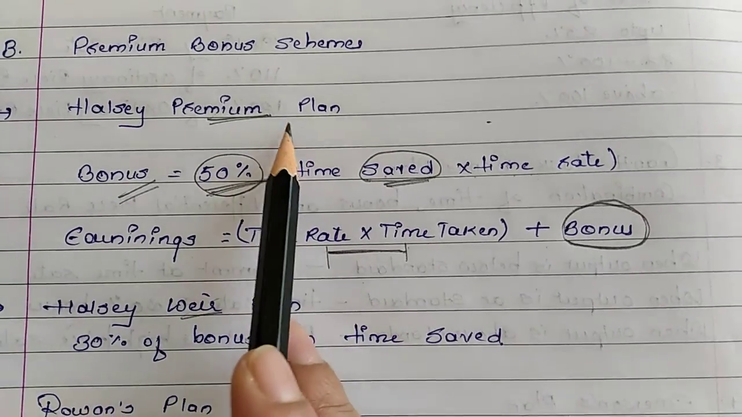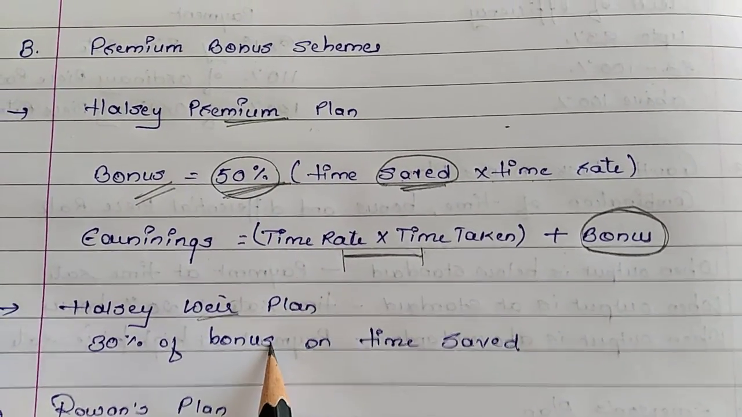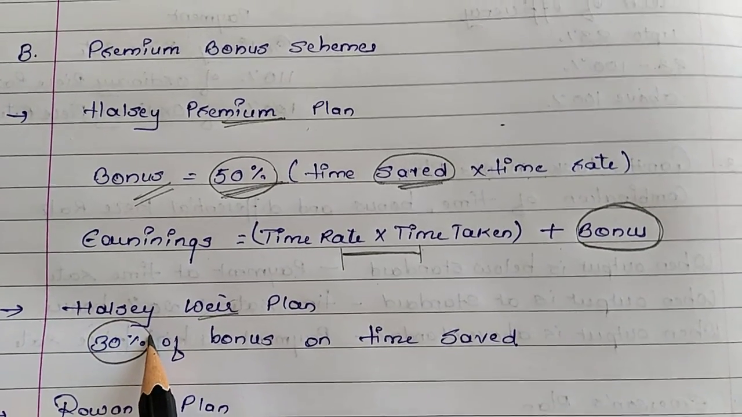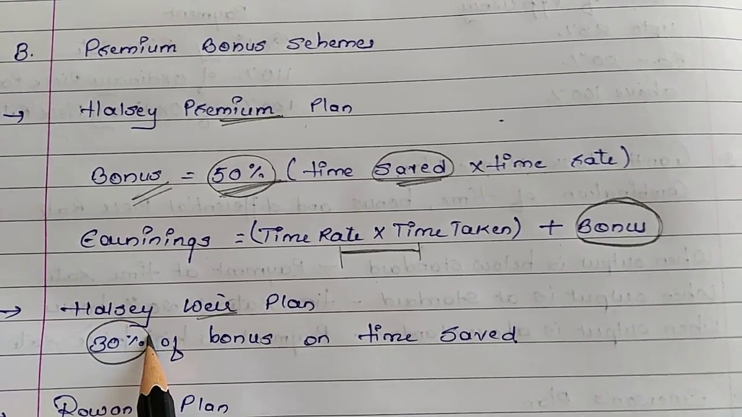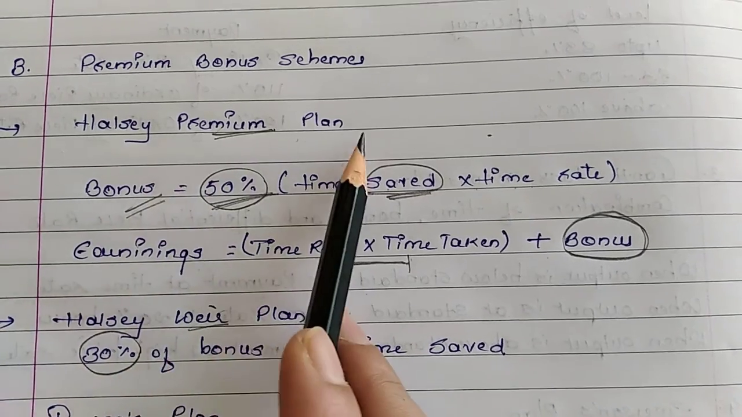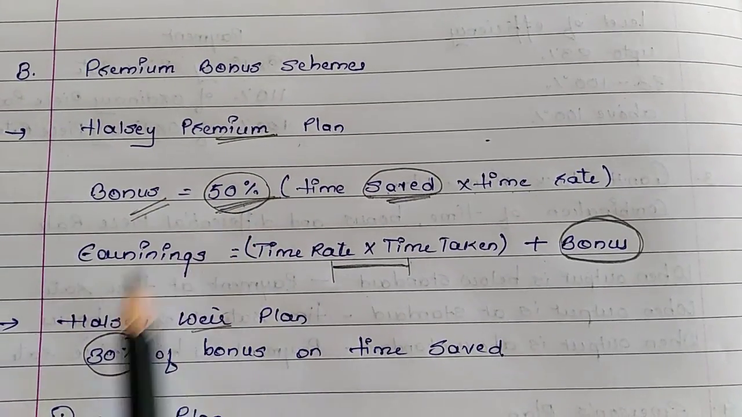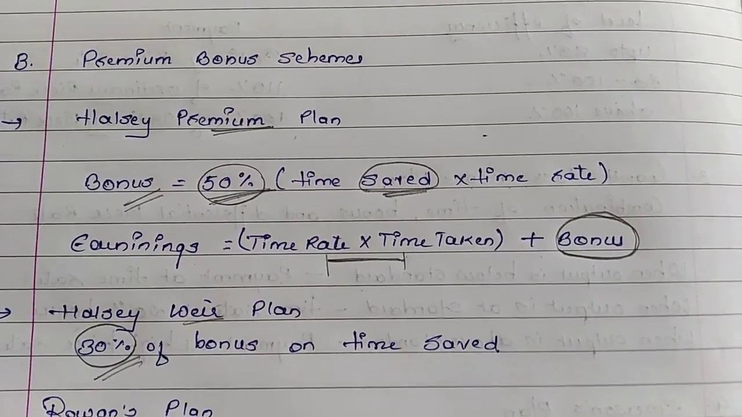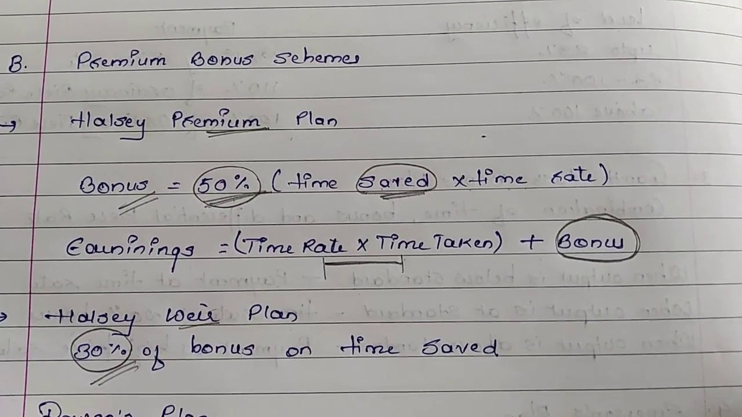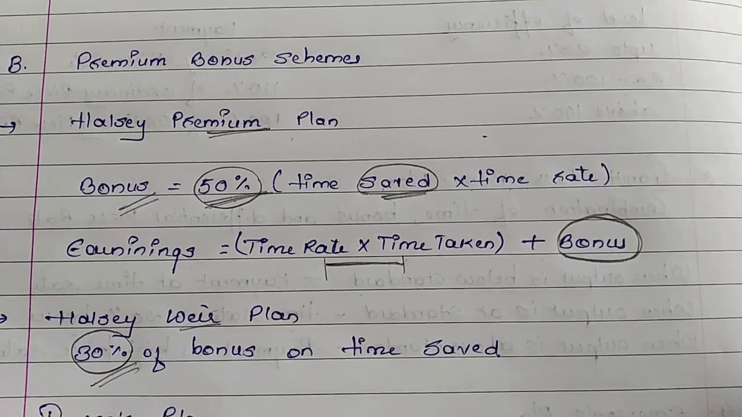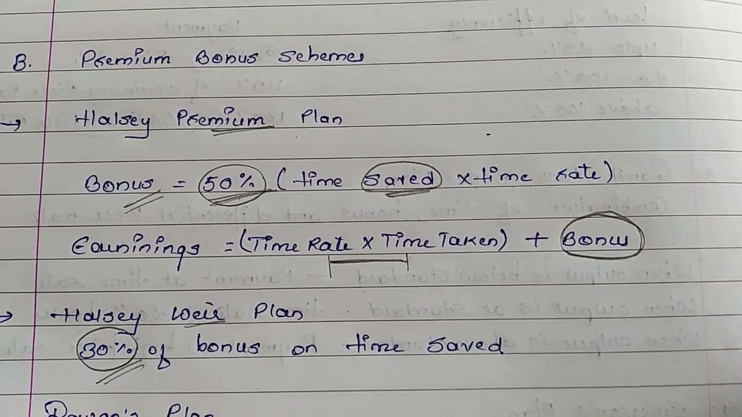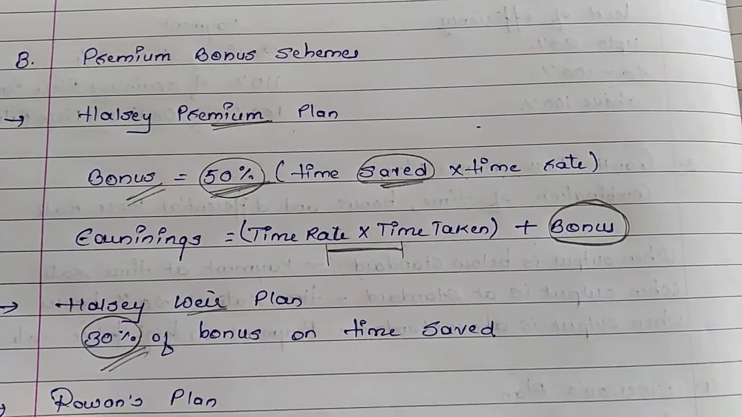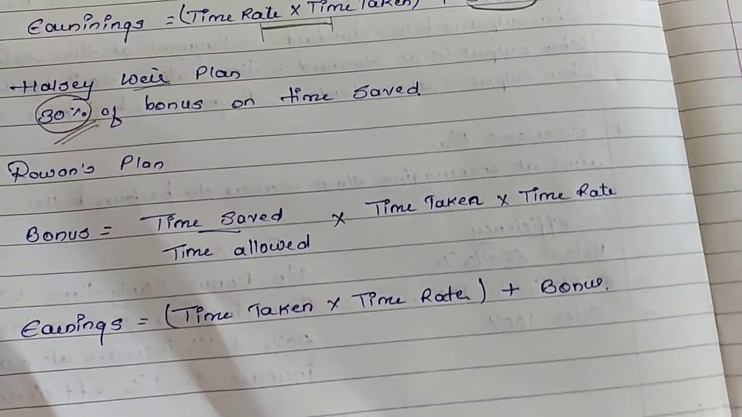The difference between Halsey Premium Plan and the Halsey Weir Plan is just the calculation of bonus, that is the percentage offered to the workers for the time saved by them. So in case of Halsey Premium Plan, it is 50% and in case of Halsey Weir Plan, it is 30%. Okay, you all will be able to understand these calculations when we start with the calculations of these particular premium schemes. The next plan we have over here is Rowan's plan.